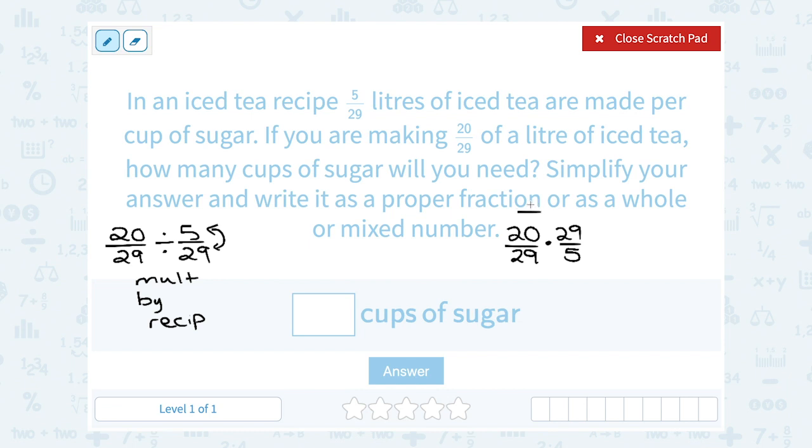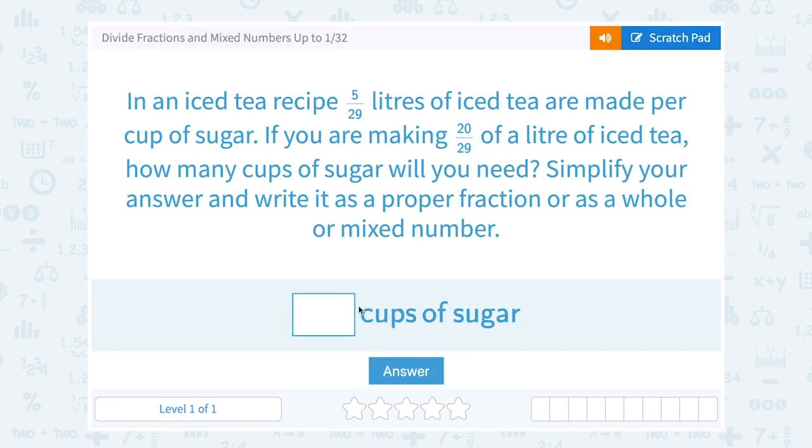Now you can multiply with the numbers that you have, or it's even easier if you reduce first. If you notice, I can cancel a factor of 29 on the top with a factor of 29 on the bottom, and then I would have 20/5. Now that divides evenly. 20 divided by 5 is just 4. So they would need 4 cups of sugar for all of that iced tea.